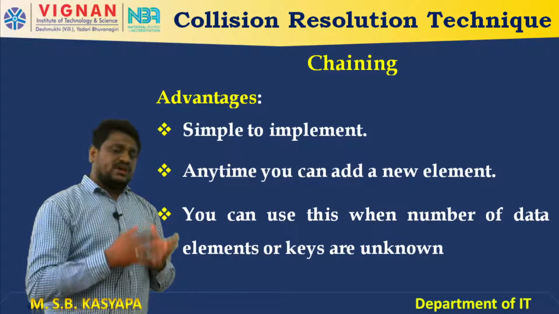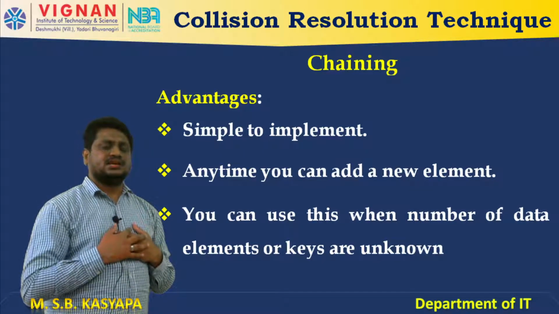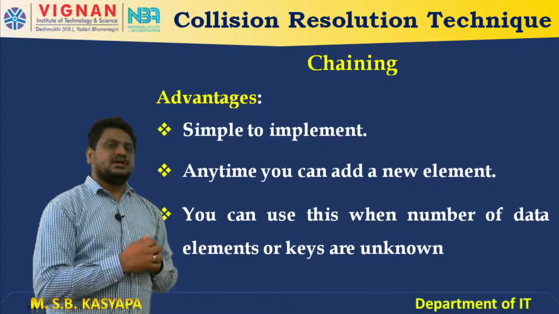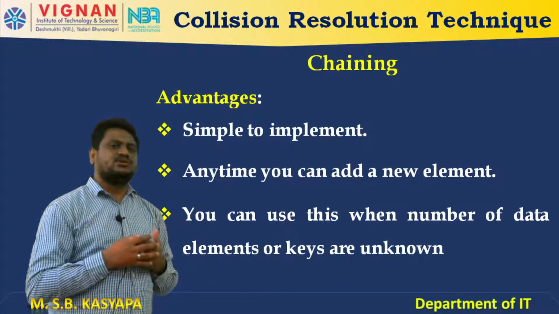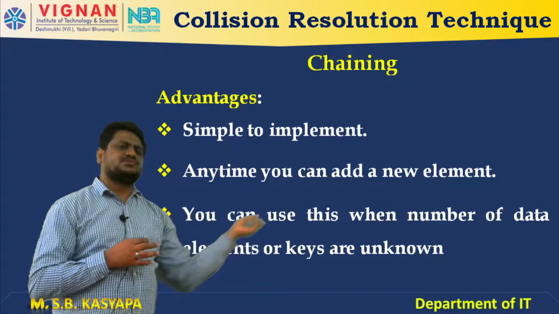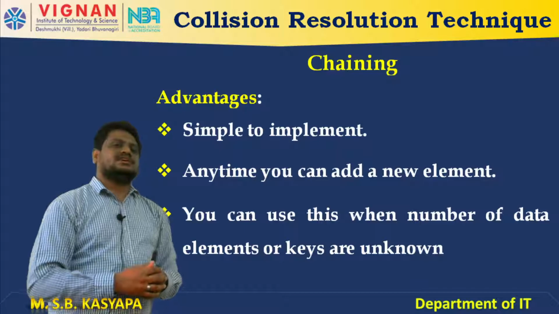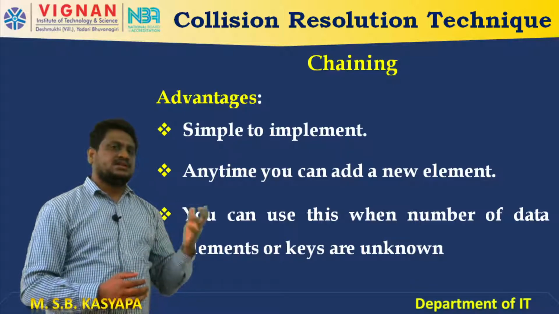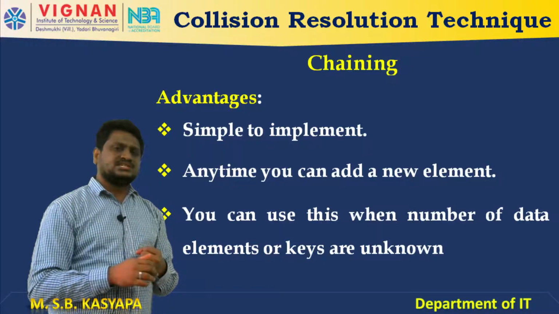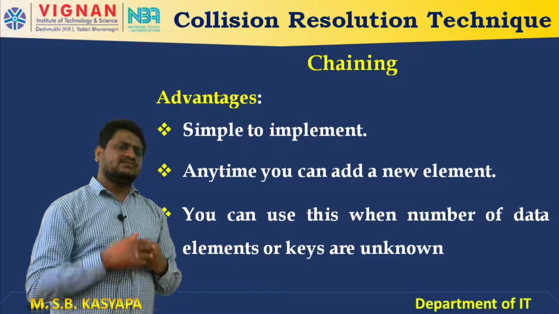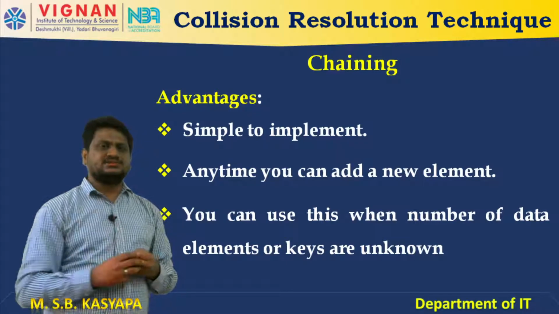So, where can we use this chaining method? If I do not know the number of elements in a hash table, how many keys I have to insert in a hash table, then simply I will use the chaining method, because it is a linked list and any number of elements can be inserted. So, the first advantage is that it is simple to implement. I can insert a value at any time, and I do not need to bother about the size of the hash table. If I do not know the size of the keys exactly, then I will use this process.